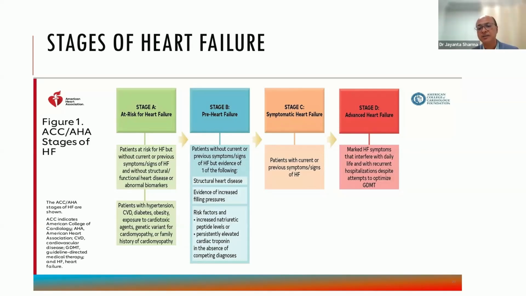And the next one is stage D, or advanced heart failure. Advanced heart failure means the patient is grossly symptomatic, on oxygen support, on CPAP, BiPAP, or on ventilator support. They are the advanced heart failure status. Marked heart failure symptoms interfere with daily life and with current hospitalization despite attempts to optimize goal-directed medical therapy. So from the nursing or medical point of view, whenever inside the ICU, we are dealing with patients who are in stage C or stage D, that is, symptomatic heart failure patients or advanced heart failure patients. So these are the 4 stages we are dealing with in our clinical practice.